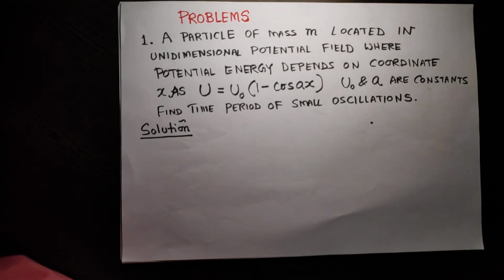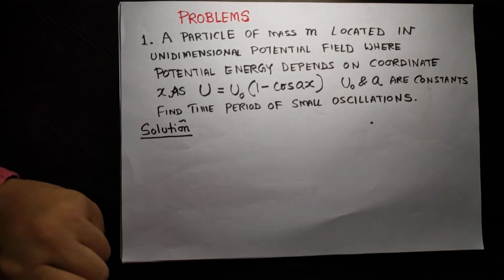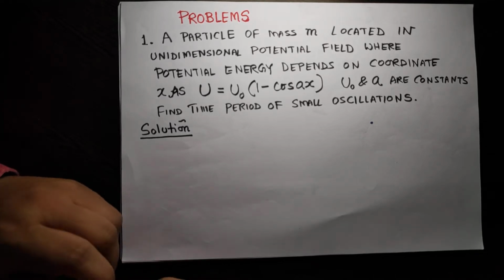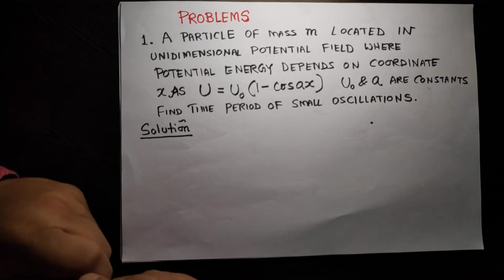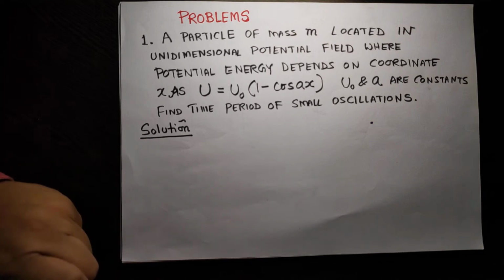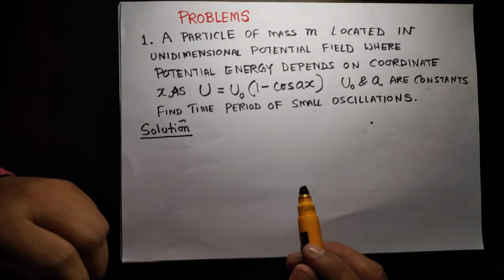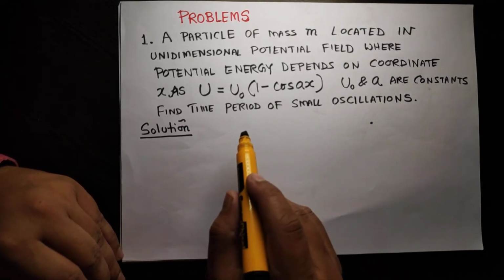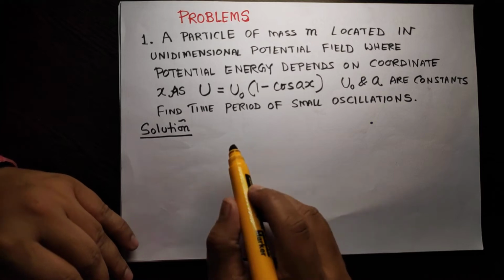Okay, so let's discuss some problems. The first problem: a particle of mass m is located in a unidimensional potential field, that means a conservative force field, where U is the potential energy, U equal to U naught times (1 minus cosine ax), where U naught and a are constants. Find the time period of such oscillations. So here U is given by this function and x is very small obviously.